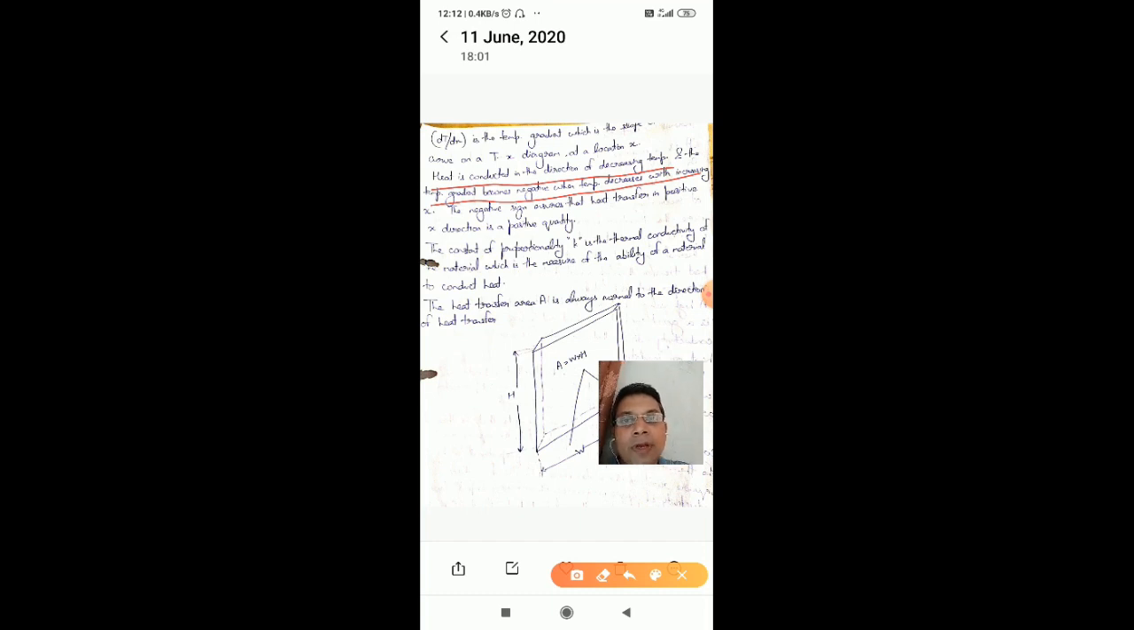Now as said earlier, the constant of proportionality K is the thermal conductivity of the material. And what does it signify? It signifies the ability of a material to conduct heat. So what does this mean, the ability of a material to conduct heat? This means how fast the heat can be conducted through a medium.